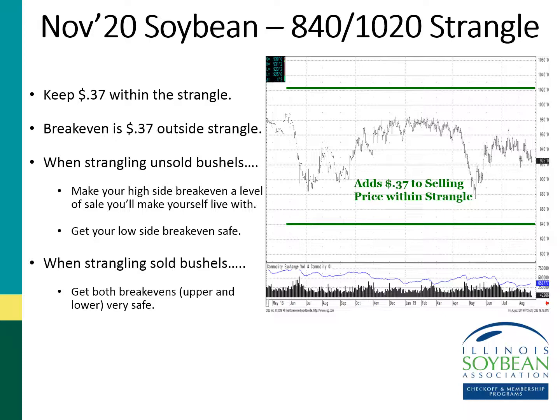When strangling sold bushels, then of course we want to get these break evens very, very safe because we just really are trying to augment income and add to a sale, whether that's a good sale or a bad sale. In the case of strangling unsold bushels, as I said, you want to make yourself comfortable with the high side and get your low side break even safe. And what we mean by safe is at a level that we really don't feel that we can get below price wise. So again, at this stage of the game, feel pretty comfortable with 803 as a low price, and certainly would be very happy to take 1057 as a high price on the strangle.